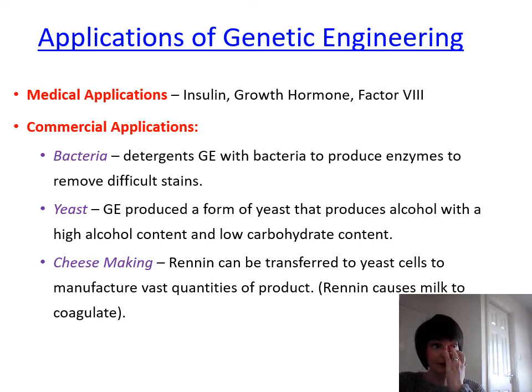For yeast, you can use genetic engineering to form yeast that produces alcohol with a high alcohol content and a low carbohydrate content. For cheese making, rennin can be transferred into yeast cells to manufacture vast quantities of a product. So these are all examples of both a medical and commercial use of how genetic engineering could be used in these two different industries.